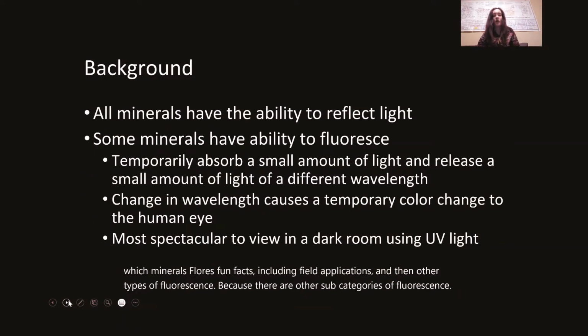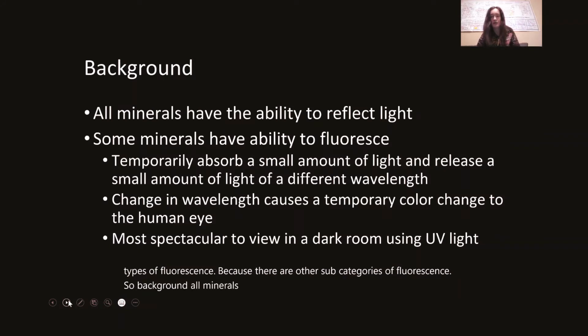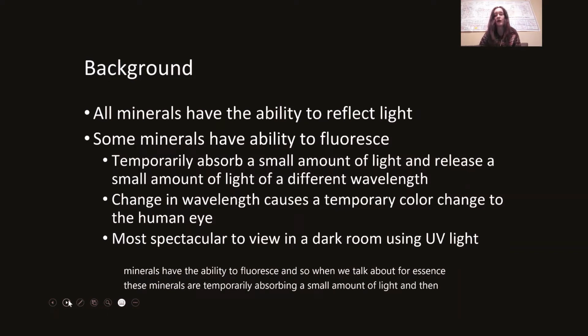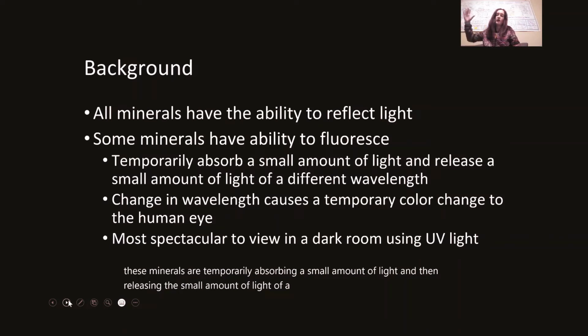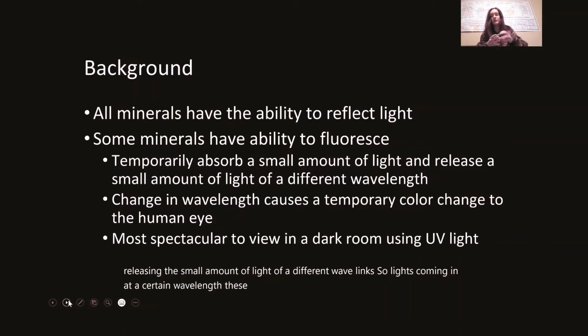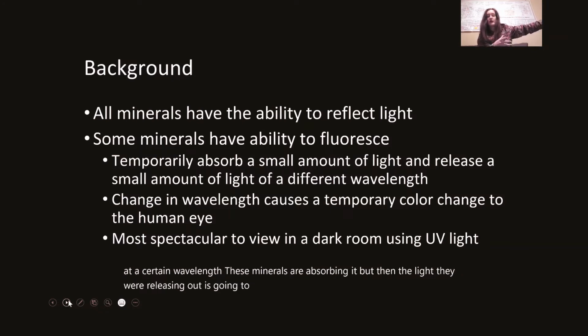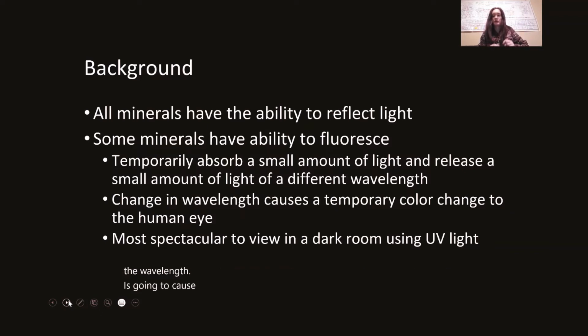So, background. All minerals have the ability to reflect light. However, only some minerals have the ability to fluoresce. When we talk about fluorescence, these minerals are temporarily absorbing a small amount of light and then releasing a small amount of light of a different wavelength. So light's coming in at a certain wavelength, these minerals are absorbing it, but the light they're releasing is going to be a different wavelength. And the change in the wavelength is going to cause a temporary color change to the human eye.